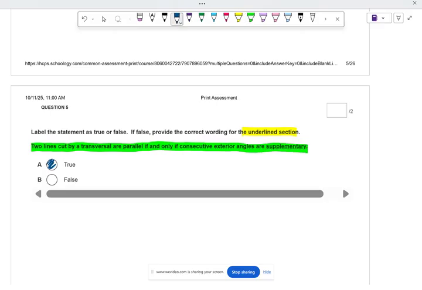That is a true statement. We know that if we have parallel lines, then consecutive exterior angles are supplementary. No correction is necessary because this was true.